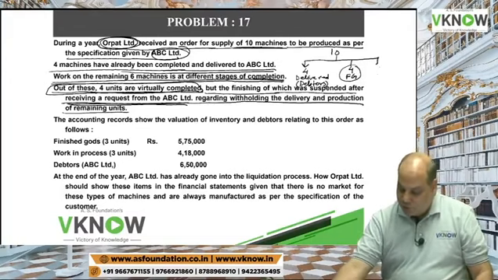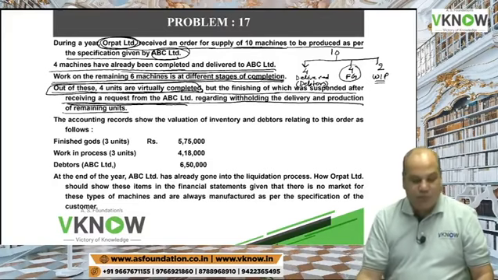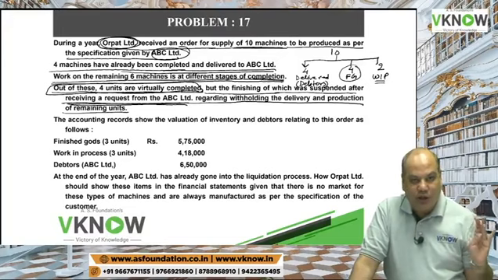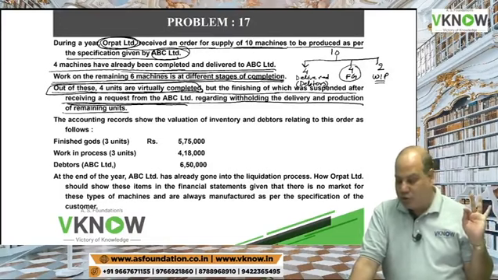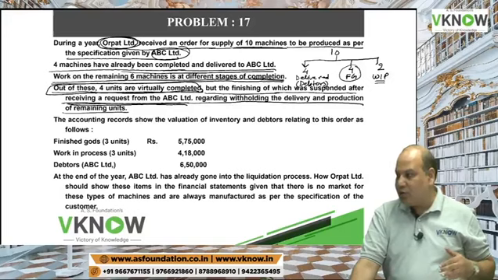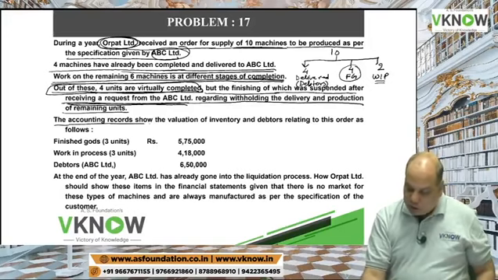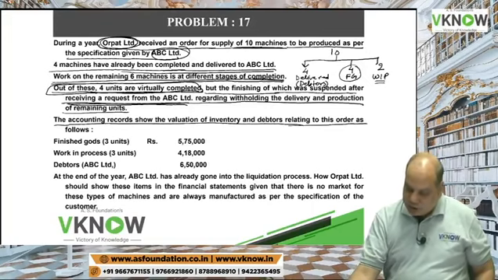4 units are in finished goods, which means 2 units are in WIP stage. This is the breakup of 10 units. 4 units completed and delivered to the customer, amount becomes receivable. 4 units are almost complete, so that is finished goods, and 2 units are in work in progress stage. The accounting records show the valuation of inventory and debtors relating to this order as follows.